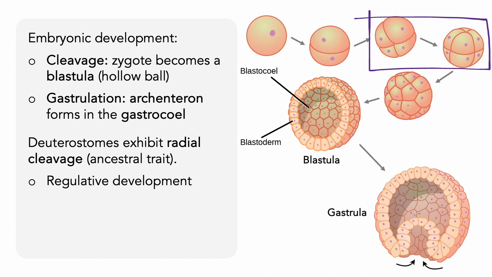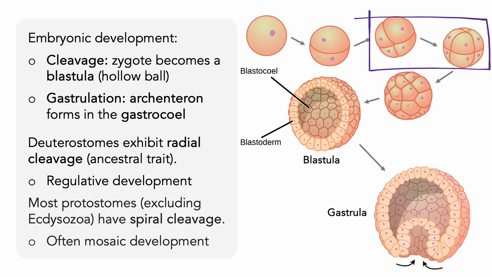In protostomes, we have all the opposite. Most protostomes, outside of a subgroup called the ecdysozoa, which all molt an outer cuticle, most of these protostomes exhibit spiral cleavage, and not most in terms of number of species, because again, that would go to ecdysozoa. Okay, so here, like with deuterostomes, we go from a 4 to 8 cell embryo, but the process differs.